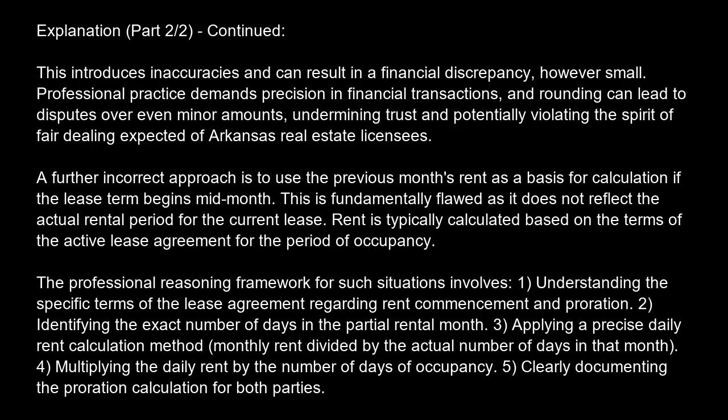The professional reasoning framework for such situations involves: 1. Understanding the specific terms of the lease agreement regarding rent commencement and proration. 2. Identifying the exact number of days in the partial rental month. 3. Applying a precise daily rent calculation method, monthly rent divided by the actual number of days in that month. 4. Multiplying the daily rent by the number of days of occupancy. 5. Clearly documenting the proration calculation for both parties.